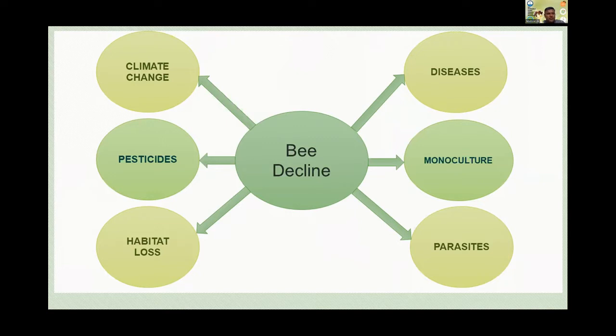Broad spectrum pesticides used the world over also affect the bees, as does habitat loss. Some diseases of either honeybees or solitary bees also pose a constant threat to bee decline. Monoculturing is another issue. Growing a single crop over large acreage also poses a threat, as bees prefer certain pollen or certain nectar. So monoculturing is affecting bees, and parasites are also causing a decline of bees.